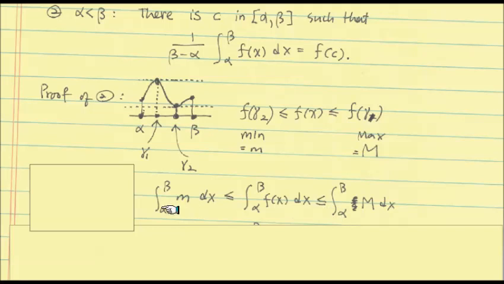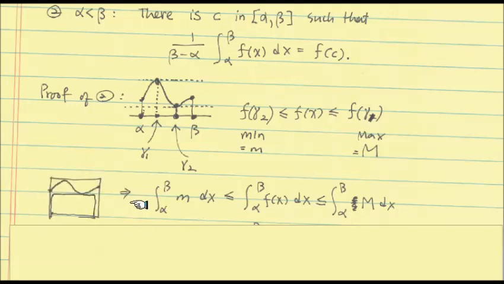But alpha is less than beta, m is a constant and the other M is a constant. We have this inequality all the time while x varies, and we definitely have this inequality result. But one is actually motivated to come up with this type of inequality by looking at the picture. So here's an interpretation.